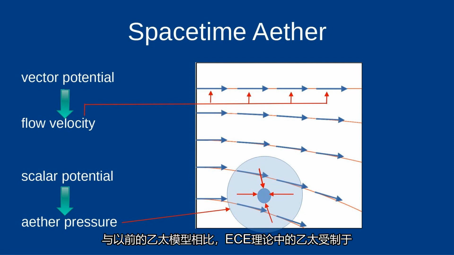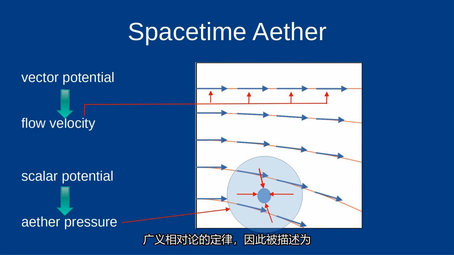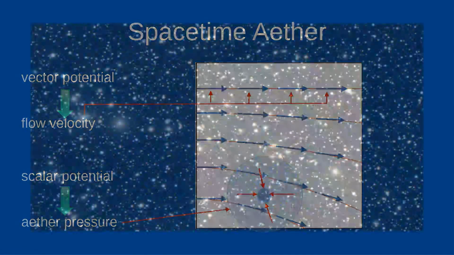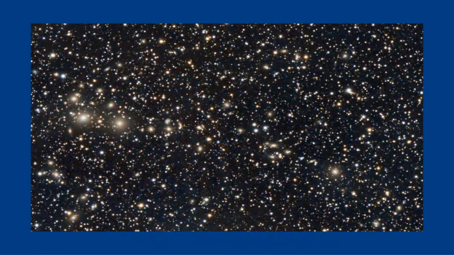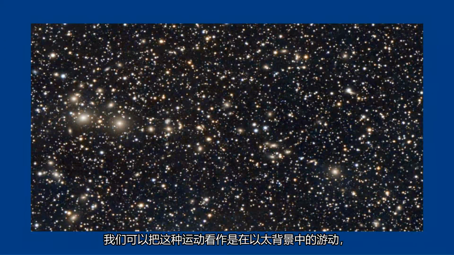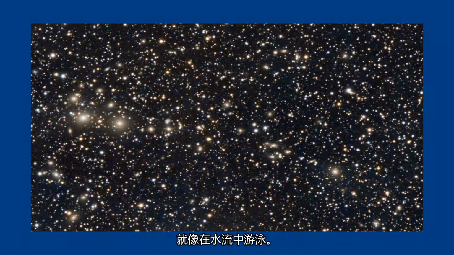In contrast to previous ether models, the ECE ether is subject to the laws of general relativity and is thus described by objective laws that do not depend on an observer's point of view. This ether model has far-reaching consequences for our conception of the universe. We know that galaxies move against each other in space. We can consider this movement as a swimming in the background ether, like wood swimming with a water current.